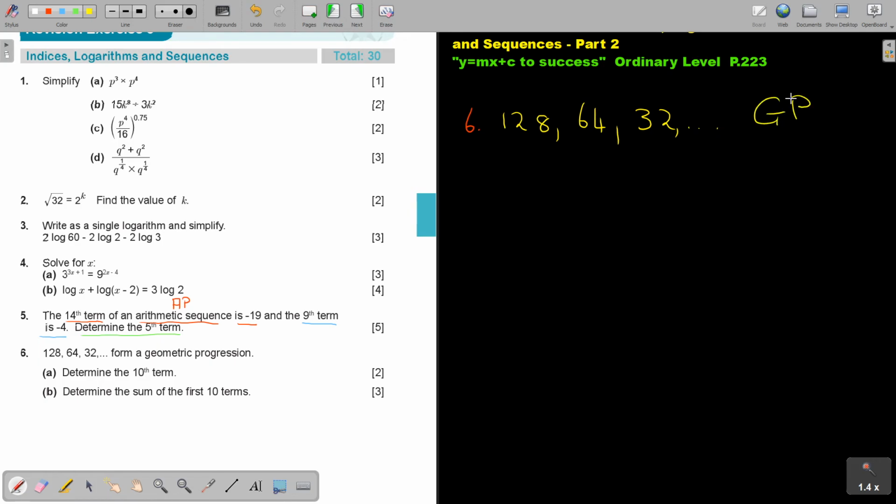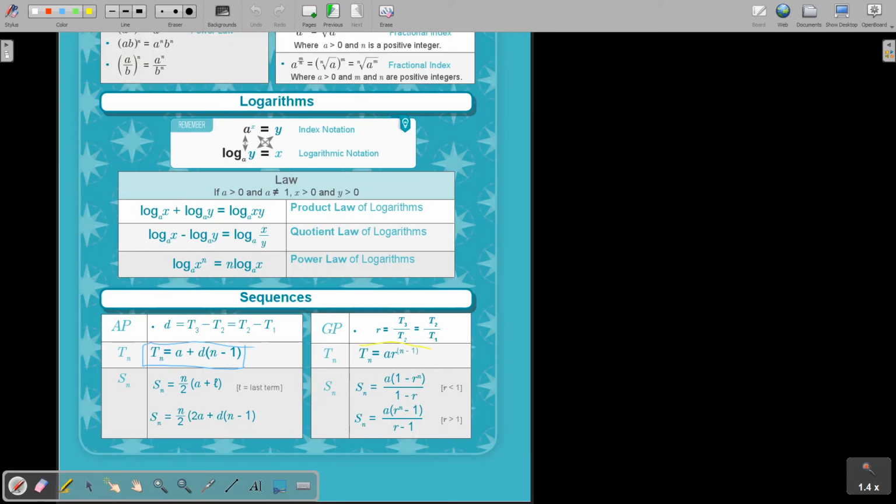They don't have to tell you. You must always do the test for a GP. So determine the 10th term. It's Tn. Can I show you? There is Tn. You have to memorize these formulas.